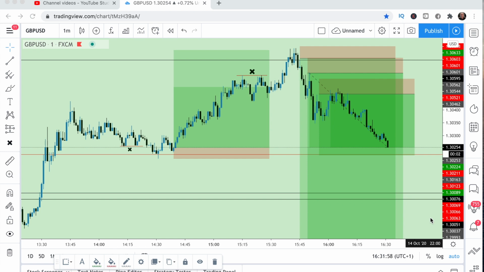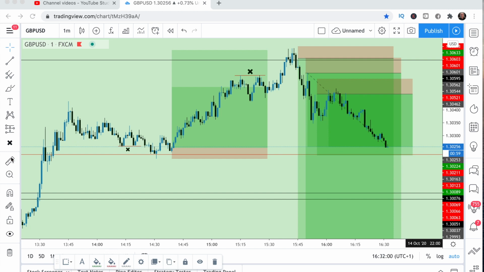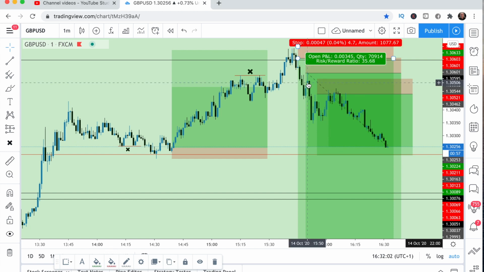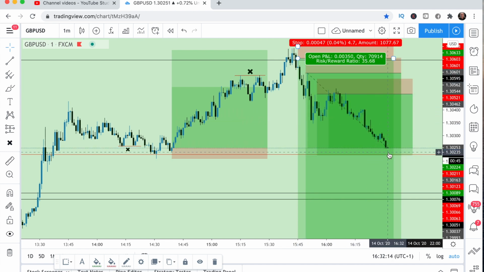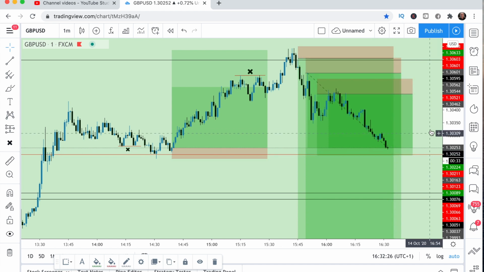Check this out. I don't know how long we've been in this trade. From when I was showing you guys from here, it was about 3:50, and we're about to hit it at about 4:30. So it's roughly been about 40 minutes of trading, and we're about to smash it now.